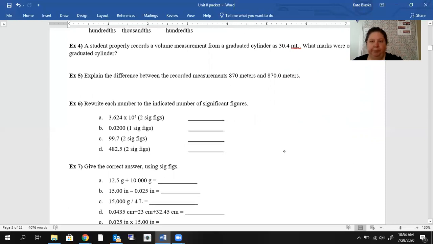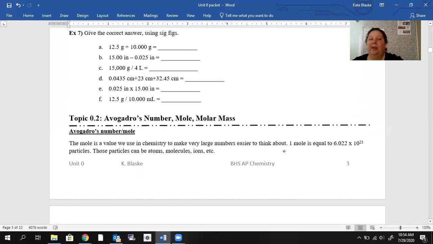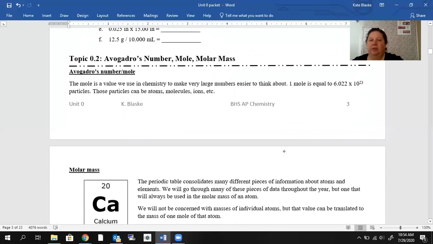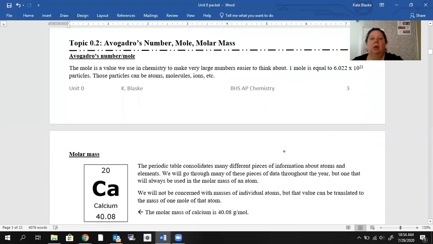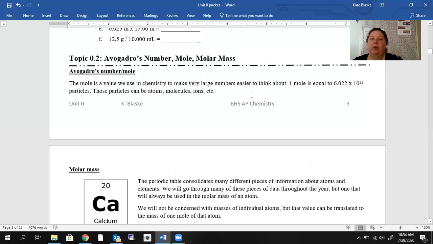Right. And then real quick, topic 0.2, Avogadro's number, moles and molar mass. This is something that we do all the time. Just wanted to remind everybody that it's there and you need to be able to know how to use it. Avogadro's number, 6.022 times 10 to the 23. That number tells us how many particles are in a mole. A mole is a chemical value, like a dozen. It's just a counting number.